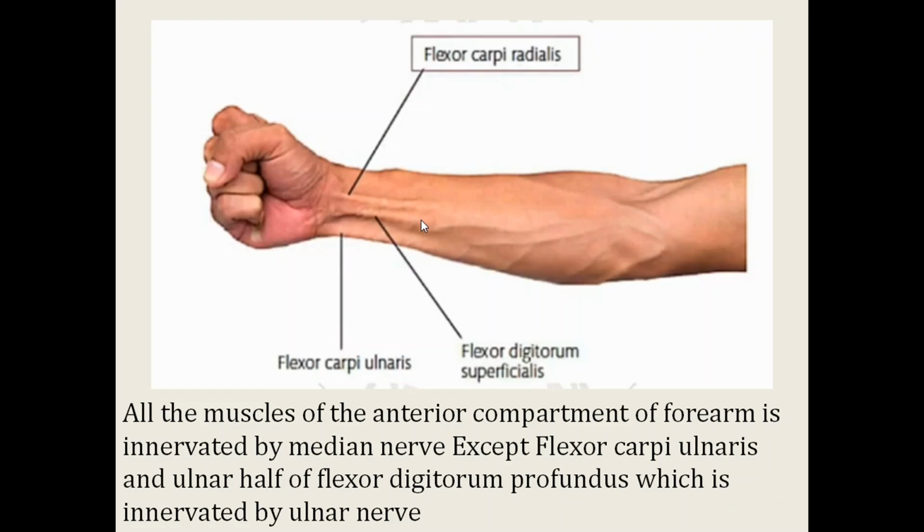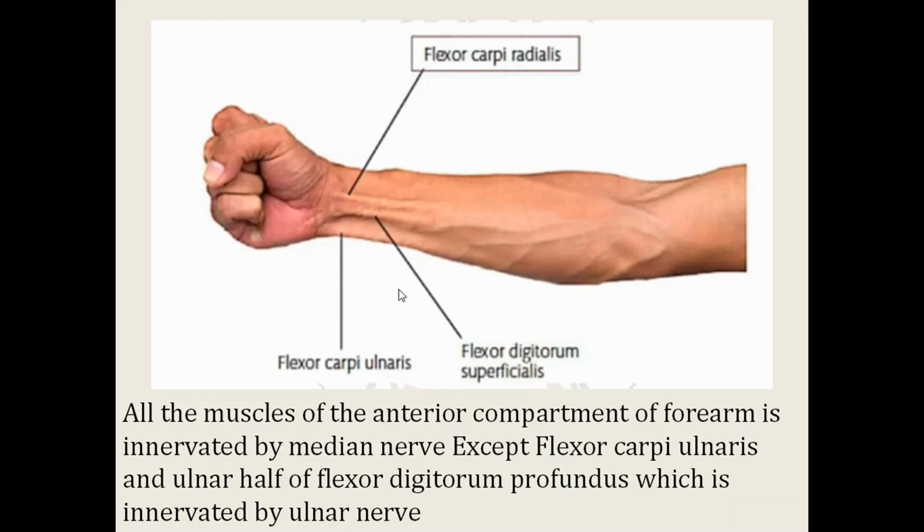Now one more thing that I want you to know, this has not come in the exam, but it is very important. See, all the muscles of the anterior compartment of the forearm are innervated by median nerve, except for two muscles. This is very important. This has been asked in many exams, and these are flexor carpi ulnaris muscle and the ulnar half of the flexor digitorum profundus, which is innervated by ulnar nerve. So this is the exception.